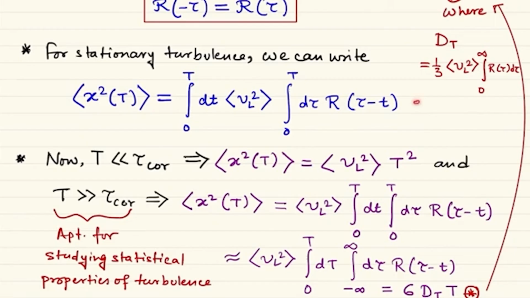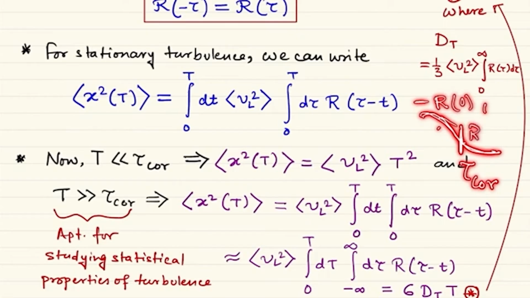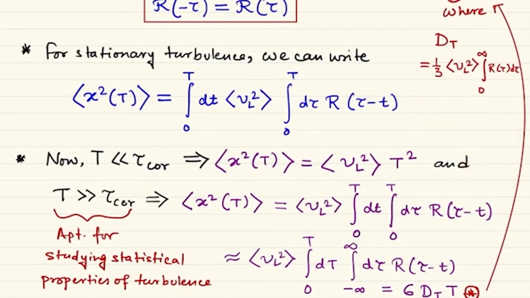So if the initial value is, let's say at time t equal to 0, r0 is 1, then the correlation function should look like this. After this time t_corr, r(t_corr) will simply be r0 by e. Okay, so this is the simple thing.